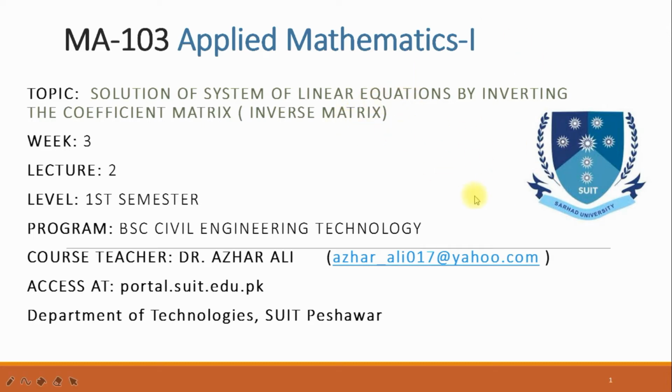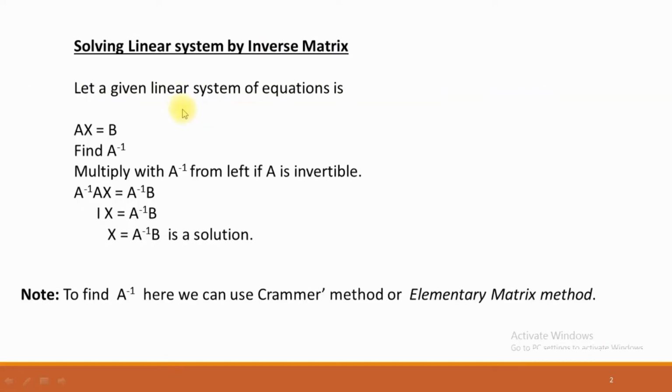So we have a system of linear equations, and after writing the system in matrix form, we get Ax = B, where A is the matrix of coefficients, X is the matrix of unknowns, and B is the matrix of constants. Then today we are going to find the solution of the system of linear equations by using the inverse matrix.